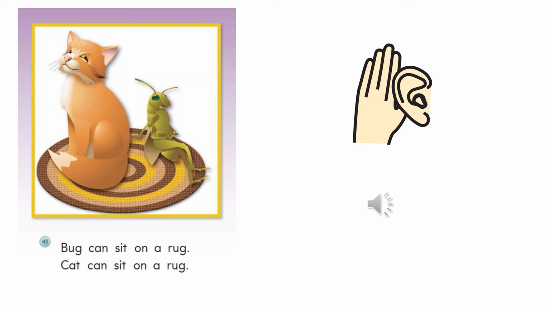Bug can sit on a rug. Cat can sit on a rug. Let's isolate more sounds. We're pulling them apart to hear the sounds individually. Let's do the word sit. Ready? S-I-T. Good job. Now let's do the word rug. Ready? R-U-G.